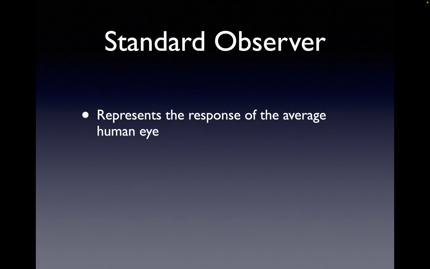They tested thousands of people, averaged it all together, and came up with this one definition of color. Now, it's not specific to any one person. This is an artificial person. But the advantage of it is that it's a mathematical person. It never changes. The standard observer's eyes never get old. They never die. They never go away.